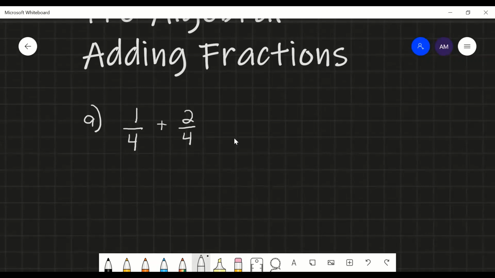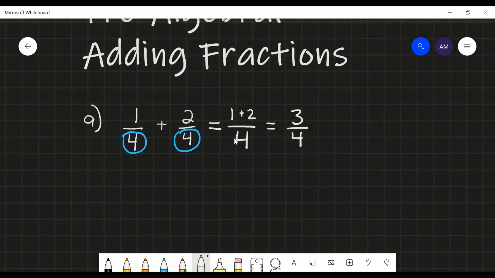So 1/4 plus 2/4. Here's the basic rule. We can only add these two fractions together if they have the same denominator. 4 and 4 are the same number, so that means that it's safe to add the two top numbers, 1 and 2. So 1 plus 2 is 3 over 4. Now 3/4 is our final answer.